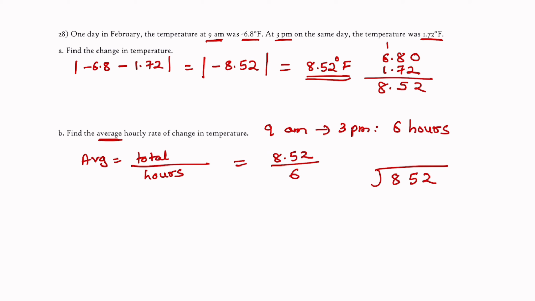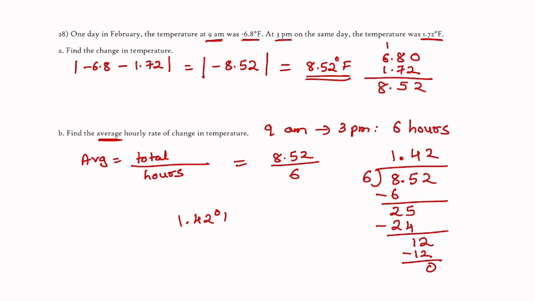852 divided by 6. 6 times 1, 6, 2, 5. I write 5 here. Now here I don't put my decimal, but I shift it here. 6 times 4 is 24. 6 times 2 is 12. Wow, 0. So average is 1.42 degrees Fahrenheit. Every hour, that's the change. That's an average change we are saying. Not necessarily that's how it happened, but that's the average.